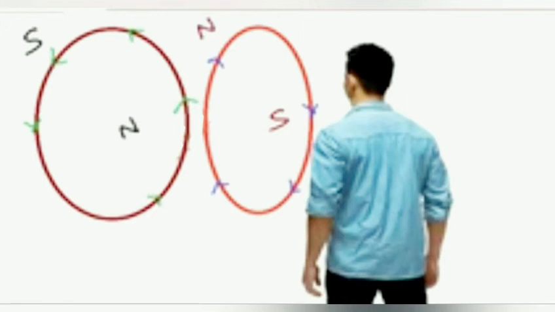In this diagram, a man is standing. In the first loop, we can see the current is passing in the anti-clockwise direction. The side of the loop facing the man is the north pole, and the other side is the south pole. In the second loop, the current is clockwise, so the front side facing the man is the south pole and the other side is the north pole. This is known as the N rule.